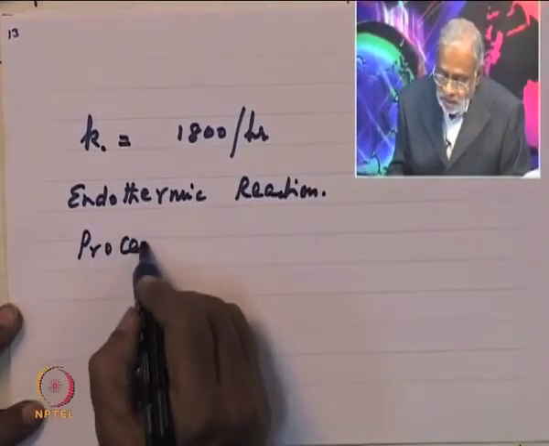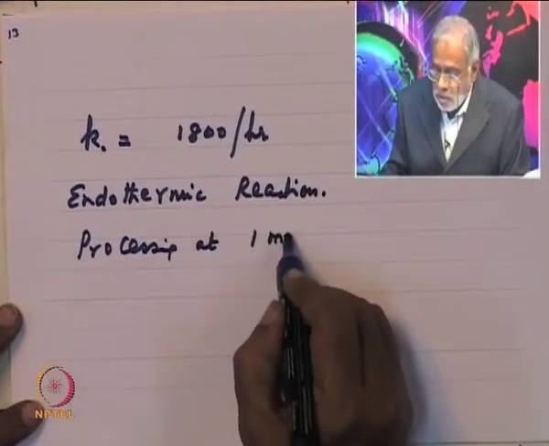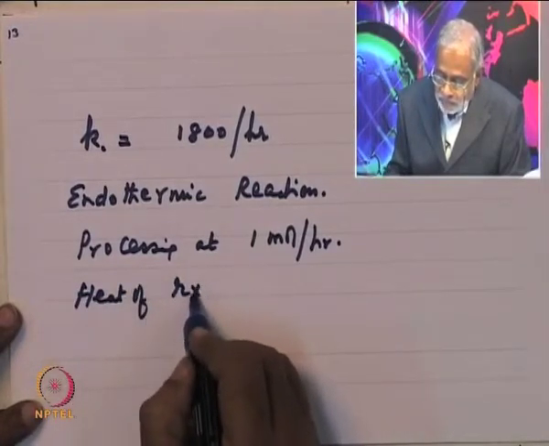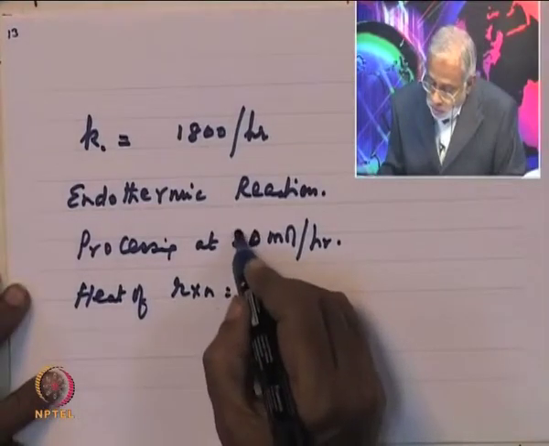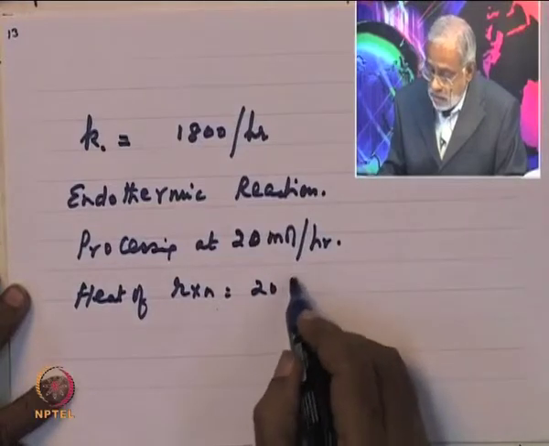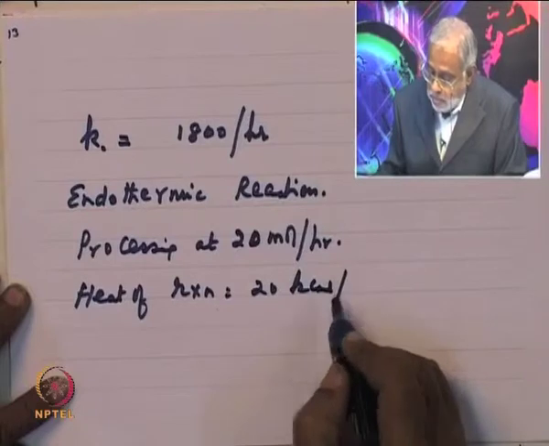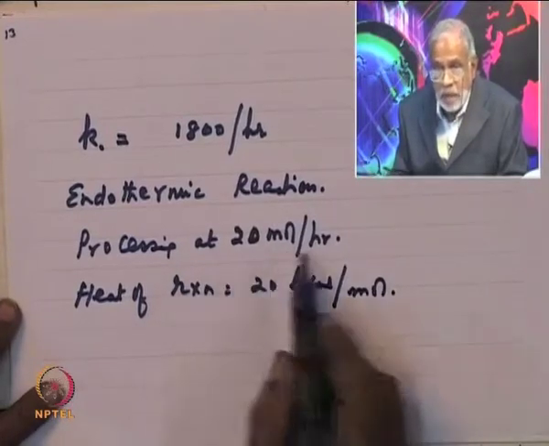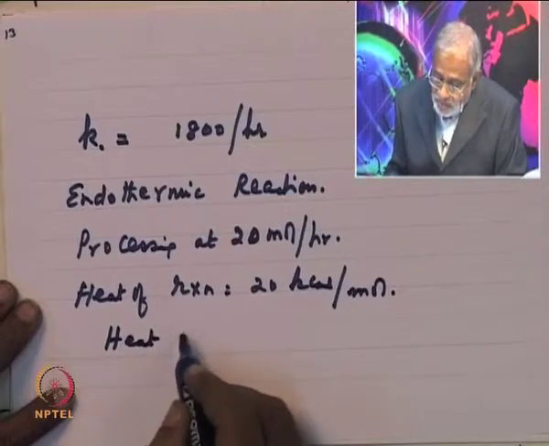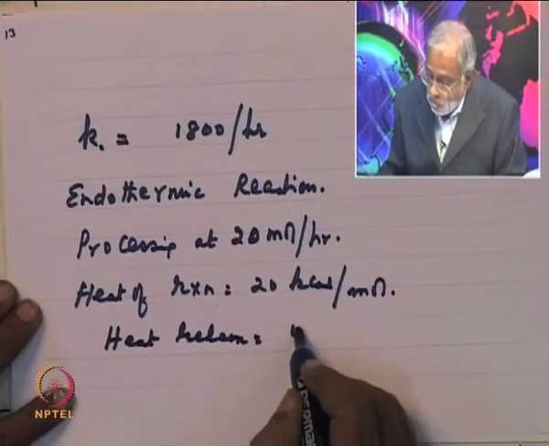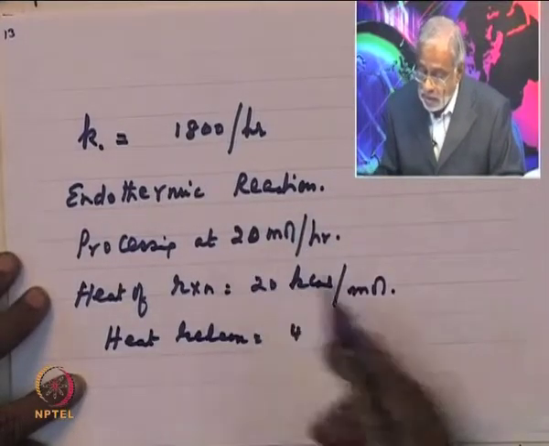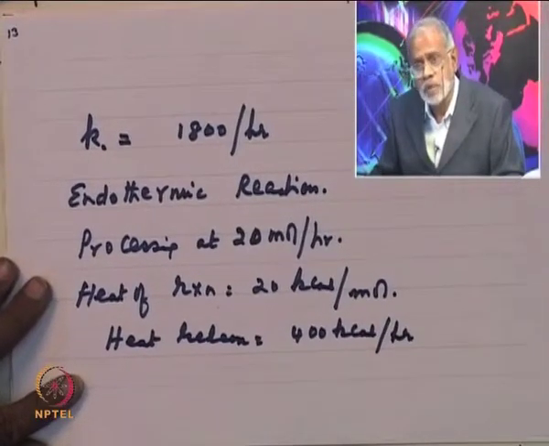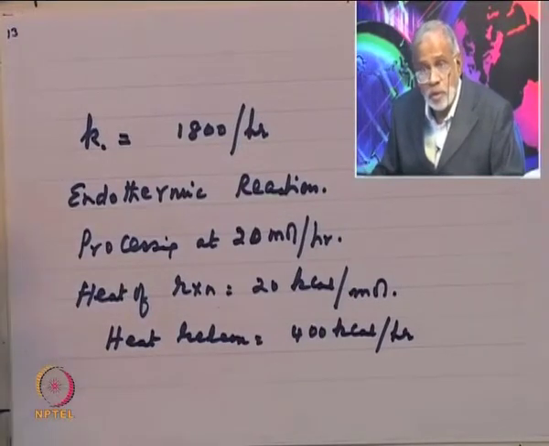So, you are processing, let us say, 20 kilomoles per hour, and your heat of reaction is 20 kilocal per mole. Therefore, if you wanted complete conversion, you will say that heat release equals heat to be delivered, some 20 into 20, which is 400 kilocal per hour. This 400 kilocal per hour is what you have to supply.